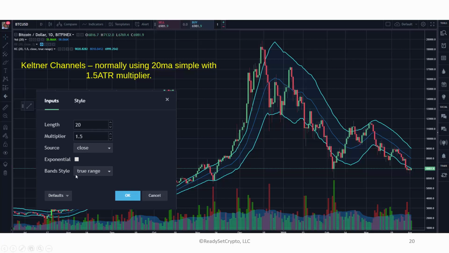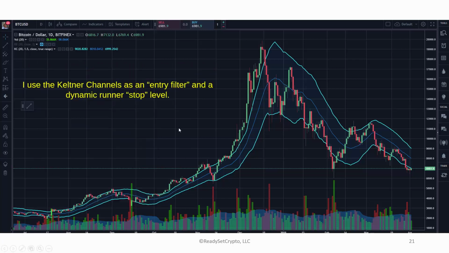And we're going to base the bands on true range. Again, you can base the bands on just about any type of multiplier that you want to. Lately, though, it's become very common to base the distance from the center moving average to the upper and lower bands on that ATR, or average true range.